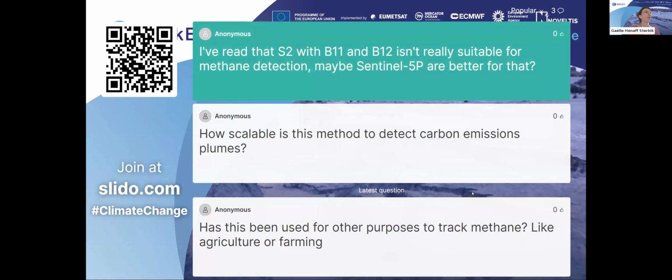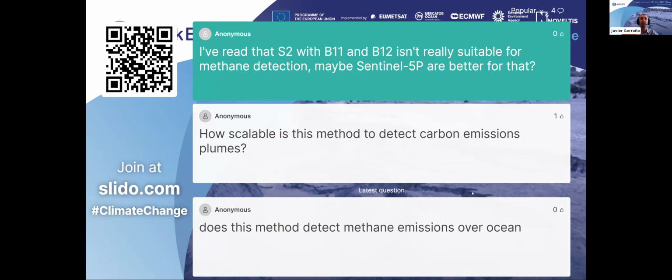Another question. I've read that Sentinel-2 with B11 and B12 isn't really suitable for methane detection. Maybe Sentinel-5P is better for that. Yes, so well, there is no better or worse. As I was saying before, there are different possibilities. With Sentinel-5P, we use what is called tiered layers. The way we detect things is you start with Sentinel-5P TROPOMI, which goes into hotspots. Then you can move down to other missions, like Sentinel-2, Landsat, and so on, and you can go down to another layer of, let's say, MMap or so.